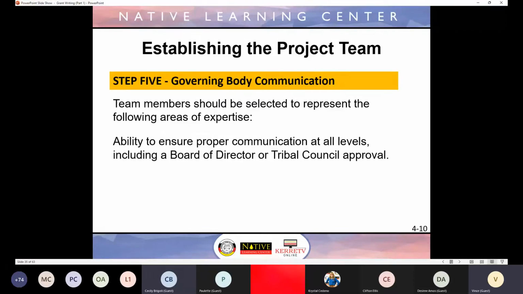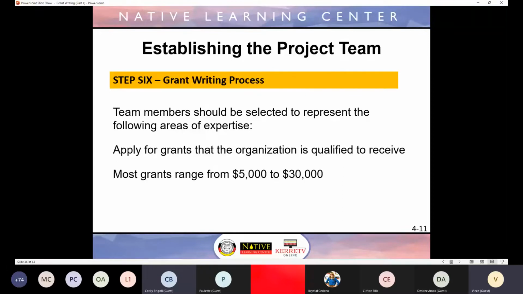The process, there's examples, exactly what I said at the bottom there. It says most grants range from 5,000 to 30,000. That is typical in the private sector. If you're looking for grants from corporations, or from community centers, or from private foundations, that's your range. You're usually not going to see big dollars from those entities.